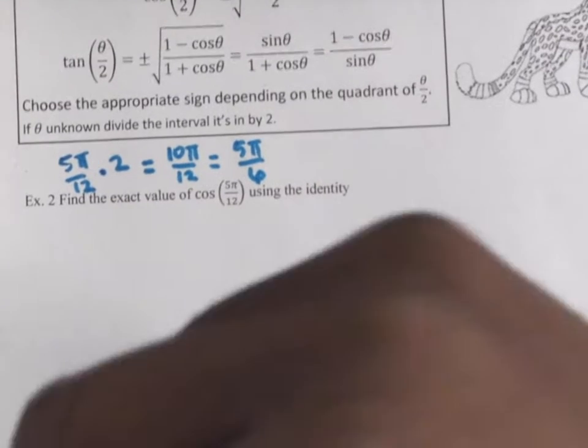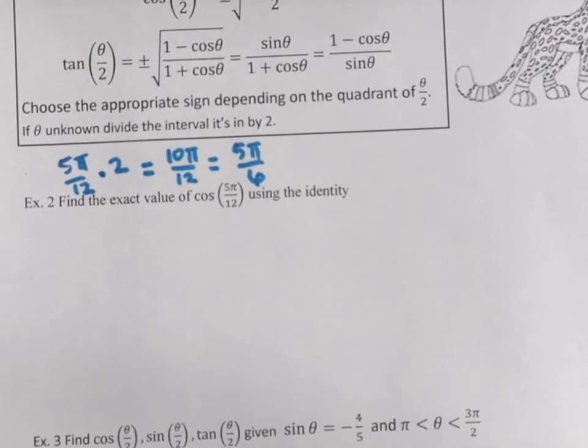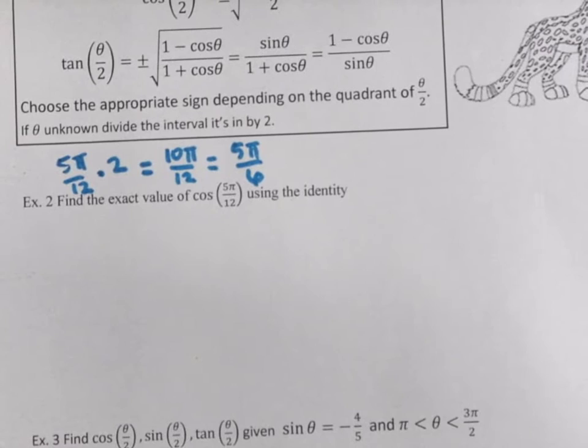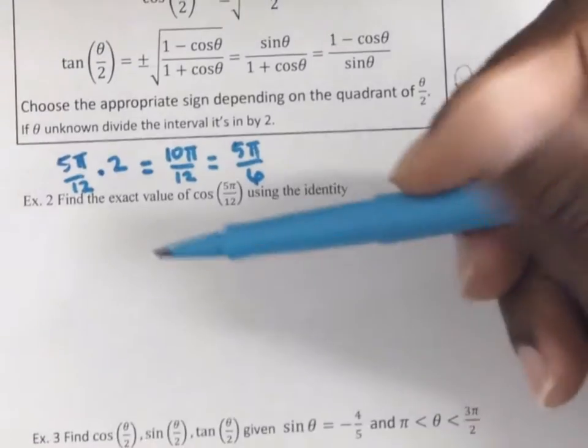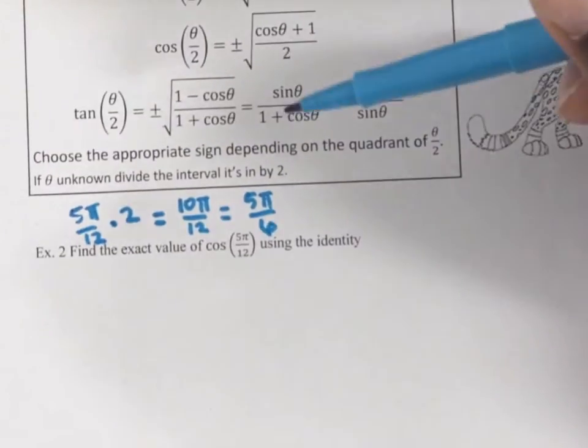So I can find this exact value. It's in the second quadrant, because the top is 1 less than the bottom. Okay, so this is the angle we'll plug into the formula we're about to use.